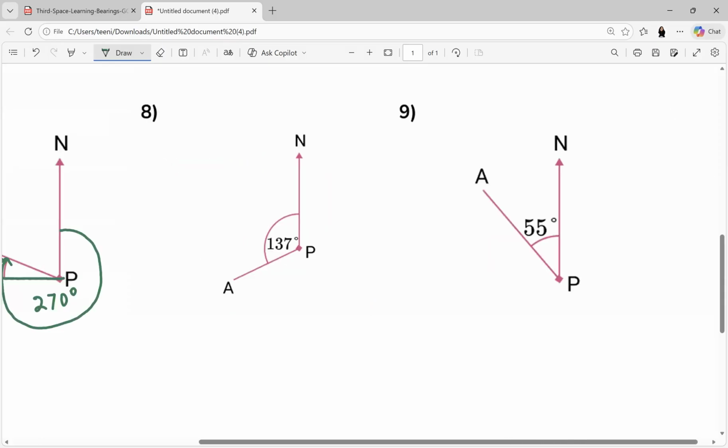Number 8, the bearing of A from P is going to be your clockwise angle. So this one on the outside here. So this one is easy because you only have 2 angles here, 137 and this angle on the outside. So those 2 will add up to 360. Therefore, your bearing will be 360 take away 137. And 360 take away 137 is 223 degrees.